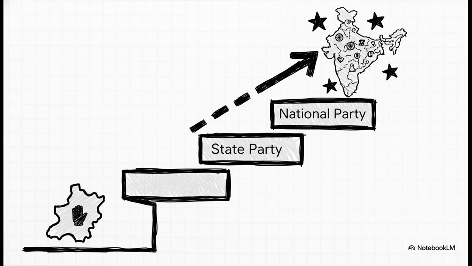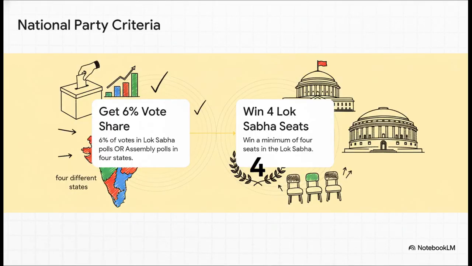All right, now let's talk about becoming a national party. As you can probably guess, the rules for this are a little tougher, and they involve a much larger area. Let's take a look. So, to become a national party, a party needs to get at least 6% of the total votes in a countrywide Lok Sabha election, or it needs to get 6% of the votes in the assembly elections of at least 4 different states. And on top of that, it must also win a minimum of 4 seats in the Lok Sabha.